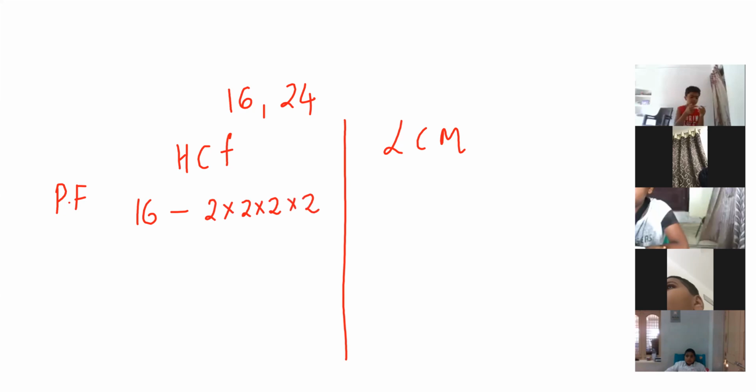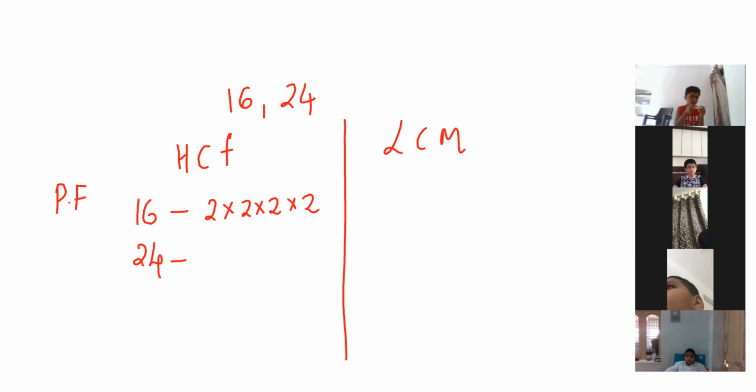See, these are the prime factors of 16, right, children? Now let us find the prime factors for 24. If you apply the division method, you get 2 12s are, 2 6s are, 2 3s are. Here the prime factors of 24 are 2 into 2 into 2 into 3.